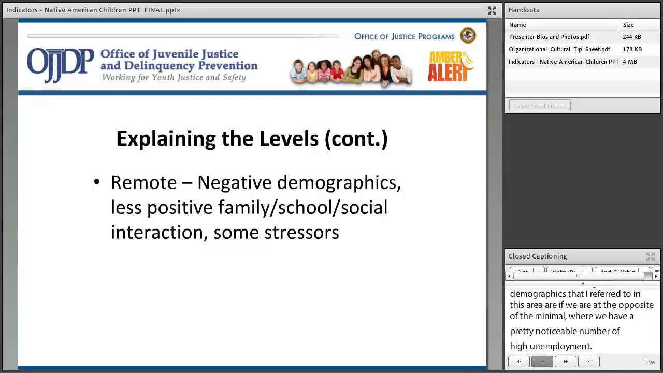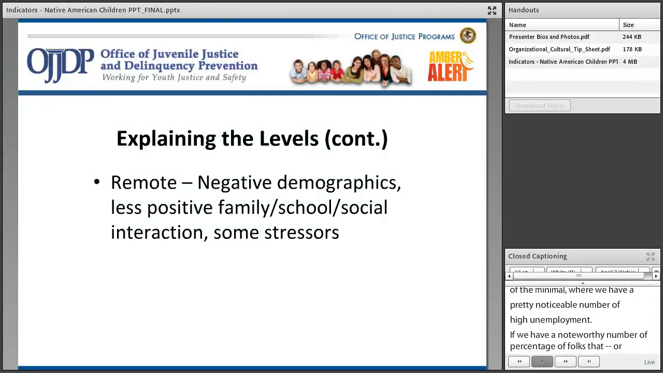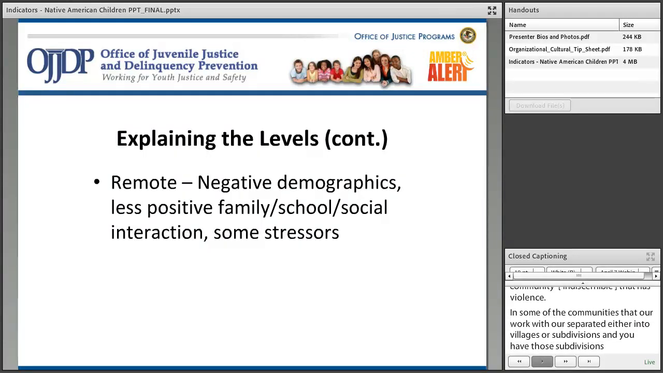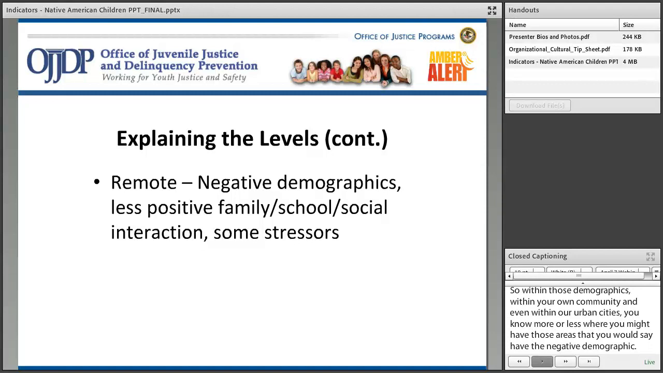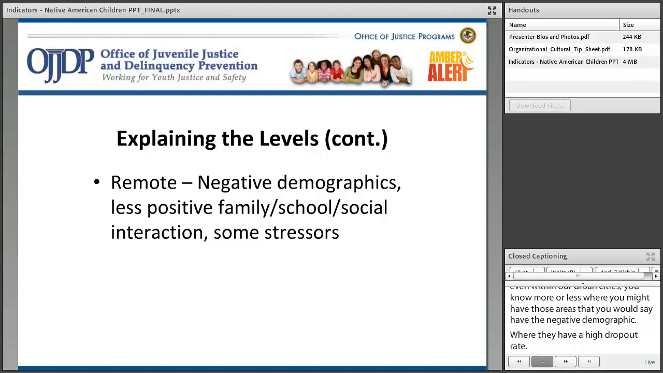Some of the communities I work with are separated into villages or subdivisions, and you have those subdivisions that are what is called here in the community low rent, or family-owned homes, or traditional homes. So within those demographics within your own community, and even within our urban cities, you might have areas that have the negative demographics, where they have a high dropout rate, a high number of family violence, or social problems such as gang violence and that type of thing. So looking at the indicator level from the remote perspective, that's how I would categorize or define it.